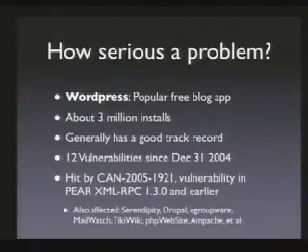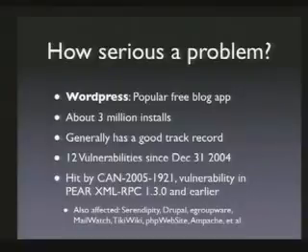WordPress, which is a really popular free blogging tool, is a pretty recent product. It's got about 3 million installs. It actually has a very good track record for the most part with security. It's relatively low; it's only had 12 vulnerabilities in the last 8 months. They've been generally very good about responding to those things.